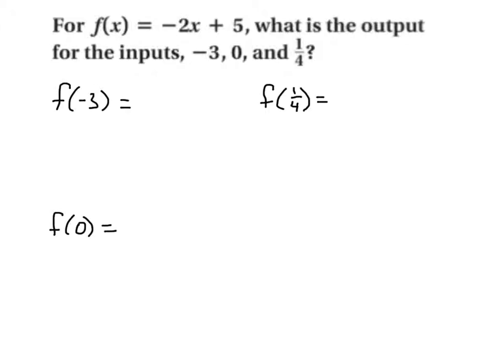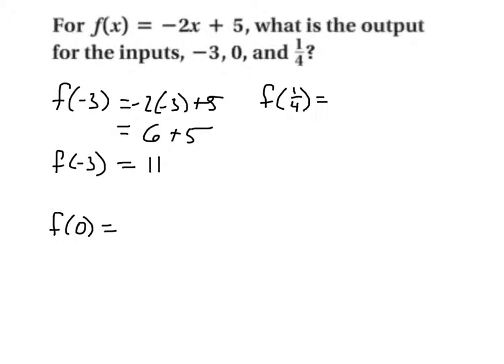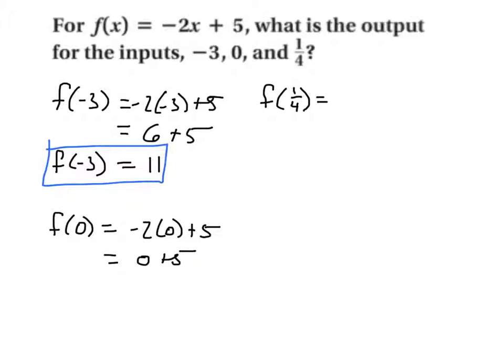So for f of negative 3, we're plugging negative 3 in for x. So you should have negative 2 times negative 3 plus 5. Negative 2 times negative 3 is positive 6. Plus 5, so f of negative 3 is 11. How about f of 0? Negative 2 times 0 plus 5. Negative 2 times 0? 0. Plus 5. So f of 0 equals 5.